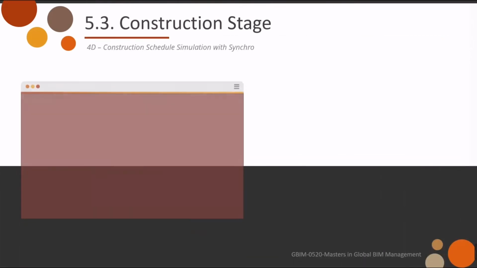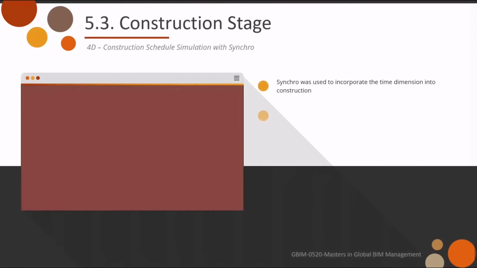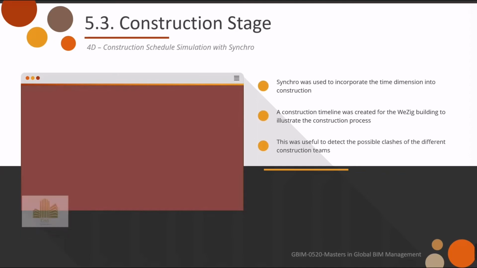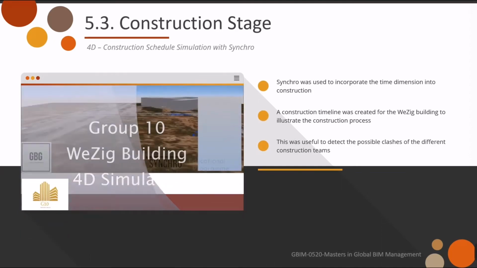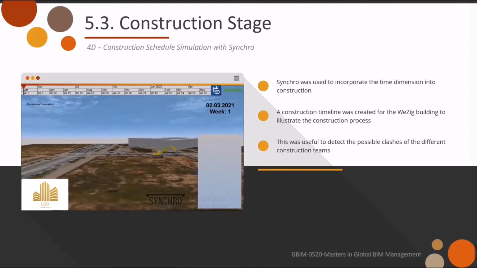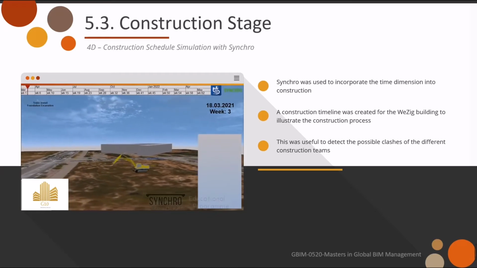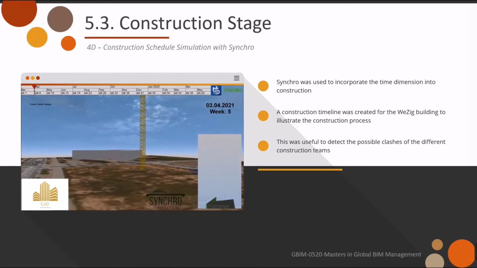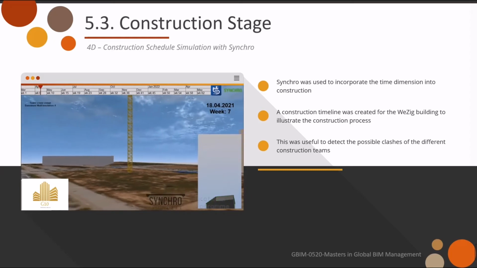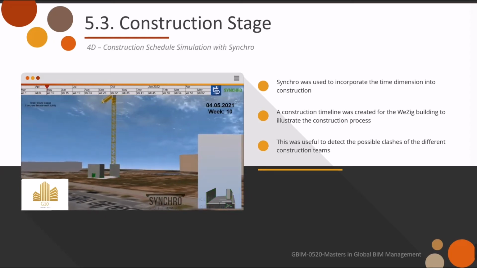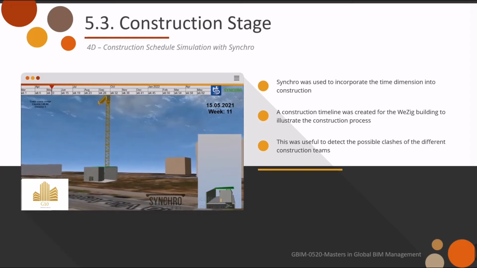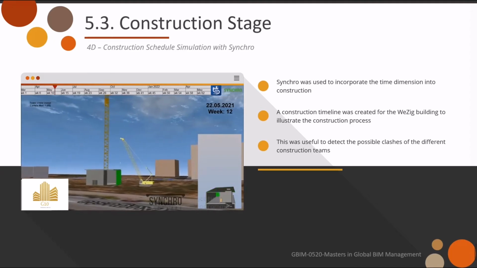The so-called fourth dimension was used to visualize the construction process of the entire project. To do this, a schedule was created using Microsoft Project and then imported into Synchro Pro, together with the IFC models. Once the files were uploaded, we proceeded to assign resources to activities, and by trial and error, several corrections were made either to the models or to the schedule.